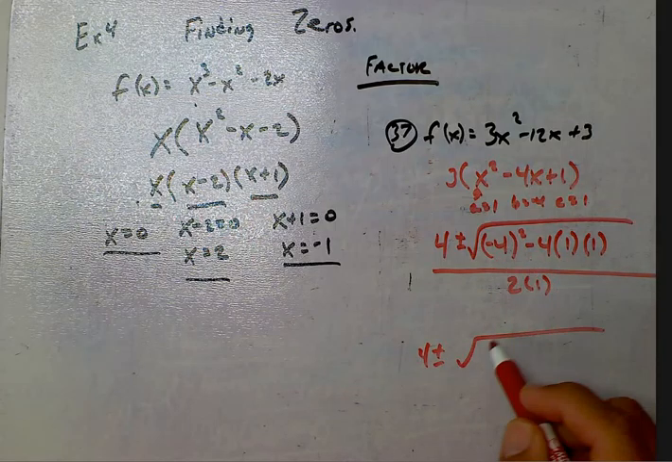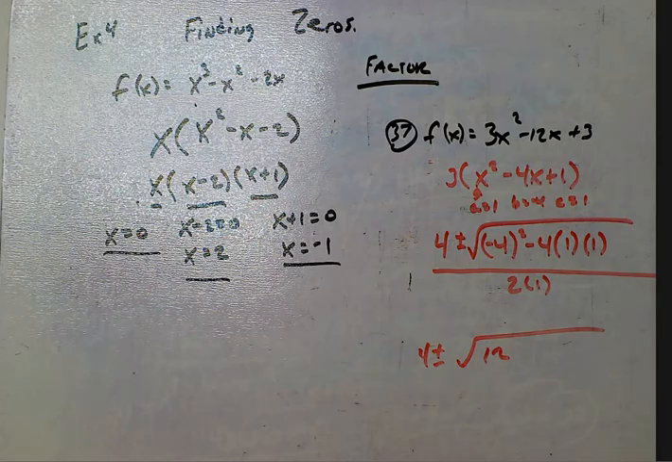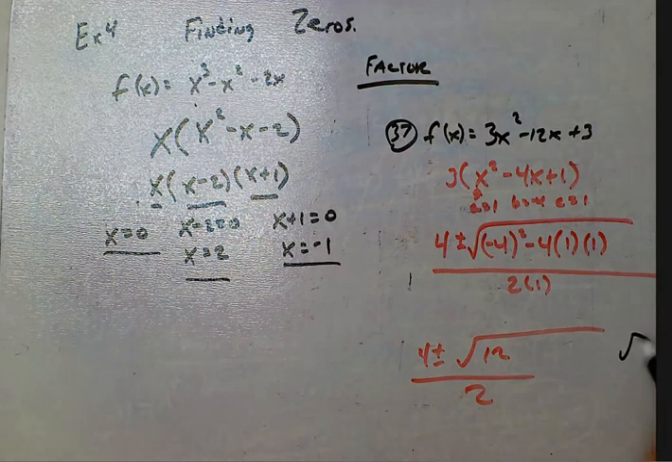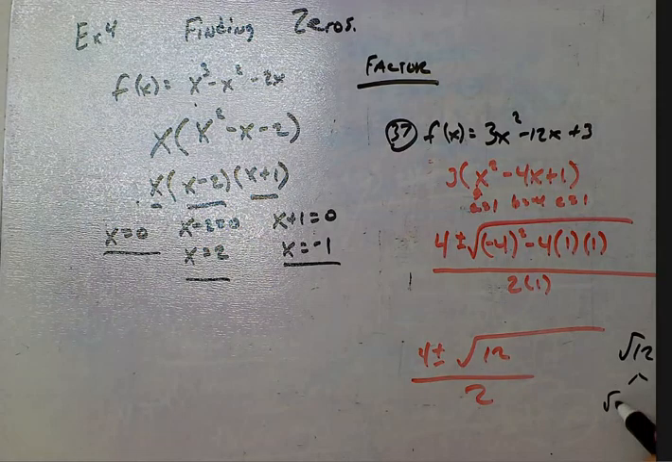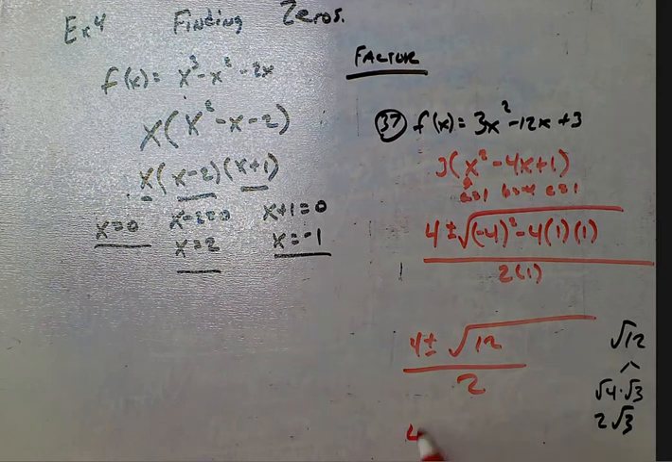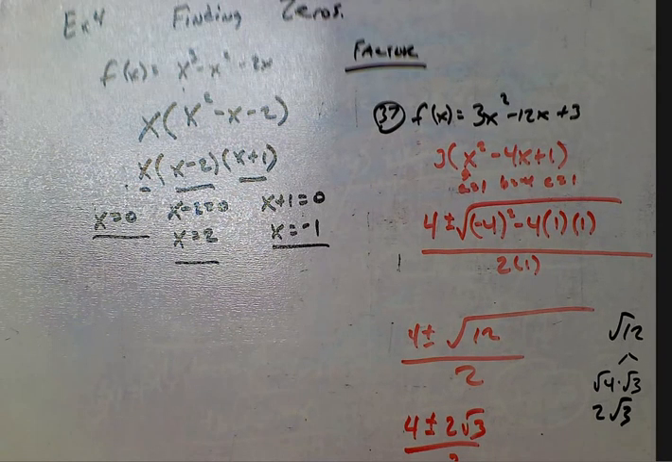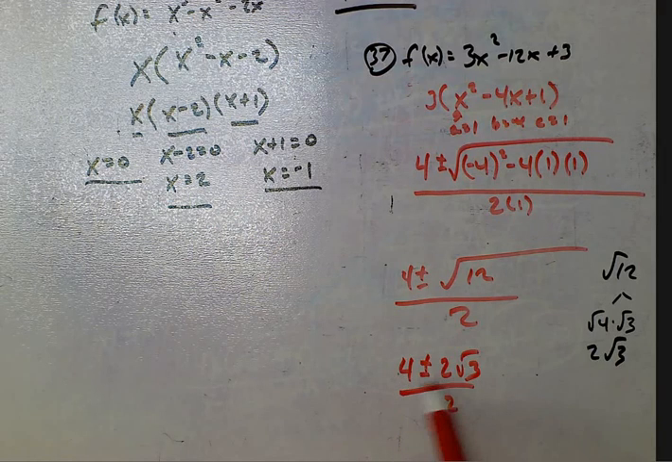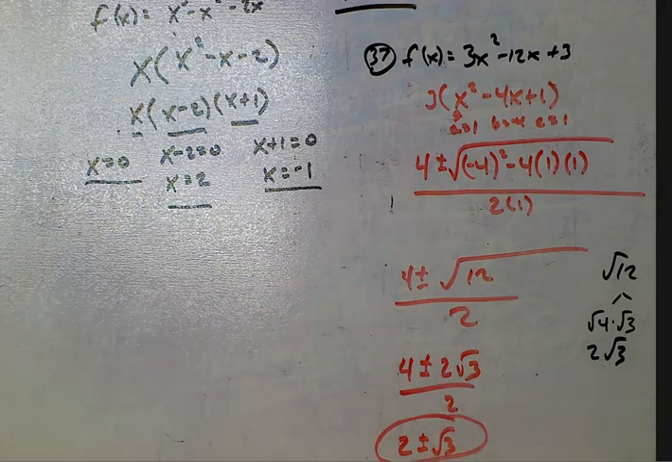divided by 2. Then we have to try to simplify this. If you recall, to simplify the square root of 12, that means to break it down as square root of 4 times square root of 3. The square root of 4 is 2, so you get 2 square roots of 3. And so this would become 4 plus or minus 2 square root of 3 over 2. And what I'm going to do now is divide both of these by the 2 on the bottom to get 2 plus or minus the square root of 3. And those are the two answers for number 37.